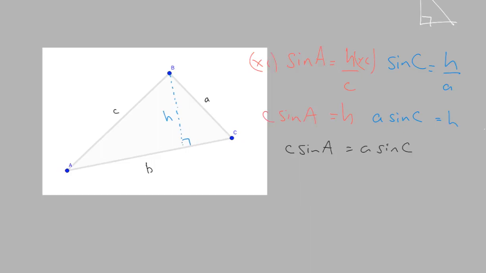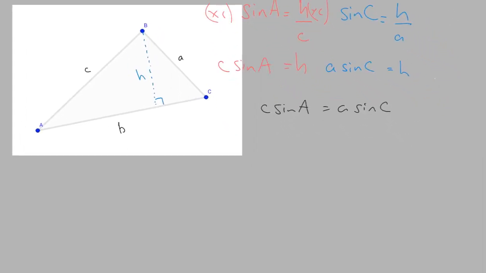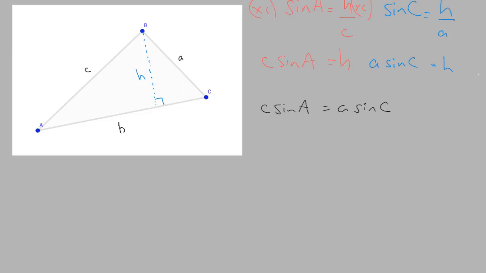A little bit of rearranging is needed here to get this equation into the form that it's usually seen. We're going to divide both sides by small c, and we're going to divide both sides by small a. These c's will cancel out, this a and that a will cancel out, and we are left with what's known as the sine law: sine A over a equals sine C over c.